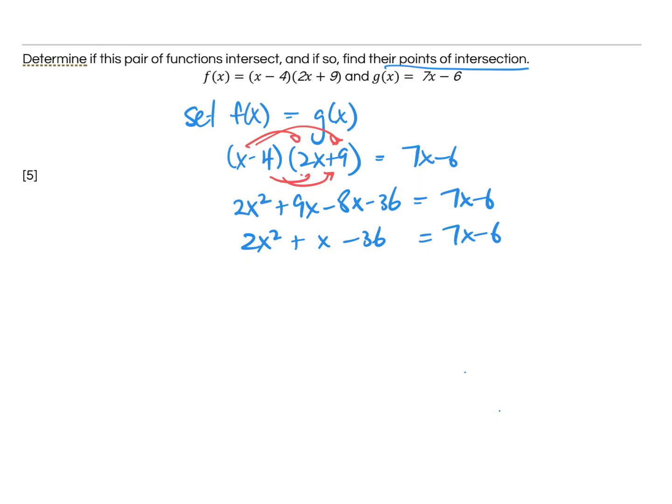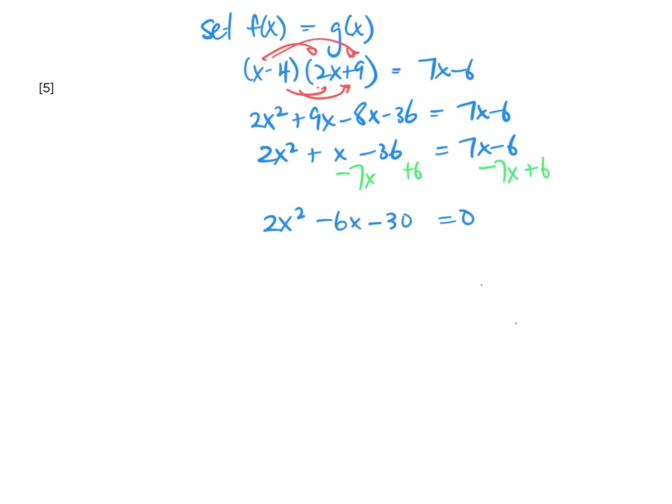So now I'm going to collect everything on the left side. What that means is I need to subtract the 7x from here and add the 6, but I need to do that to both sides. So my resulting quadratic would be 2x squared minus 6x minus 30 equals 0. At this point, I'm going to try factoring it to see if I can find the x values for the intersection points. I'm going to common factor out a 2.